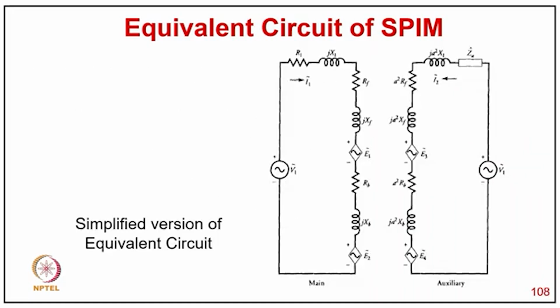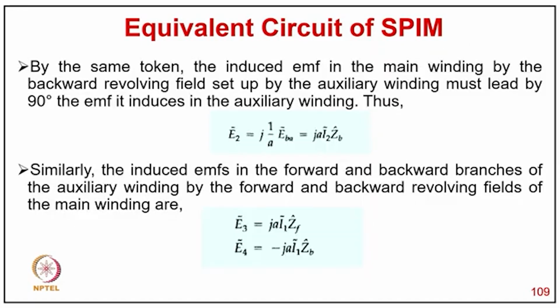You can see the simplified equivalent circuit, where we represent the main winding impedance and the backward and forward fields with their respective impedances, and similarly the auxiliary winding circuit, another Z where the capacitor is involved in that impedance. So we have the forward field EMF as well as the backward field EMF. By the same token, the induced EMF in the main winding by the backward field rotating must lead the induced EMF in the auxiliary winding by 90 degrees.